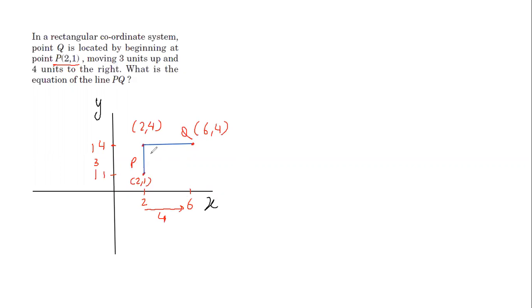So now I know point P, I know point Q, and they're asking me the equation of the line PQ. If I join PQ, I'll get this line, and I'm worried about the equation of this line. Do you realize now it has become the same as question number 2. I know 2 points, which are 2, 1, that is point P, and another point, which is 6, 4. So I have 2 points.